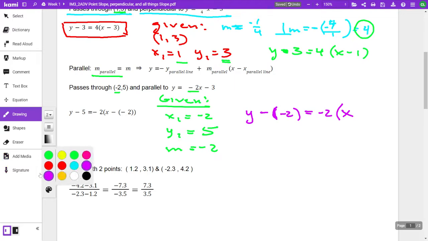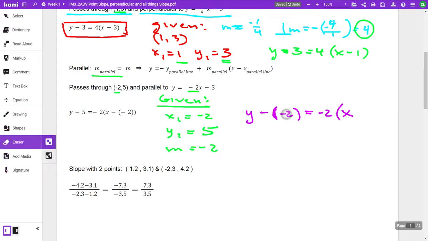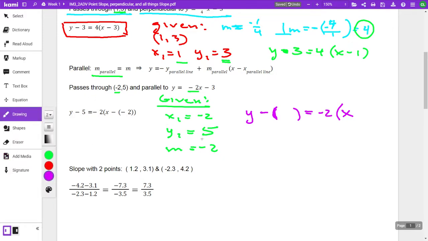This is not negative 2. That is actually 5. This should be 5. Minus my x1, which is negative 2. So then if we clean this up, we get y minus 5 equals negative 2x plus 2. And then we can clean it up and solve for y if we need to. There's a parentheses right here.